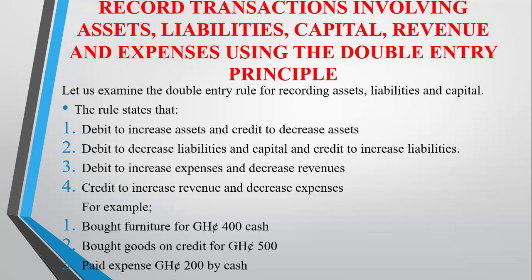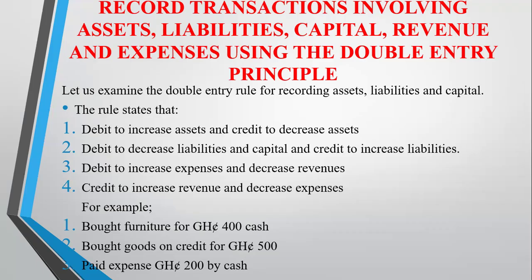So let's say we bought a motor vehicle by cash. Here, the motor vehicle is an asset and cash is also an asset. So here we are going to take money from the business to purchase a motor vehicle. It means the cash of the business is going to decrease, since we are taking money from the business to purchase the motor vehicle.